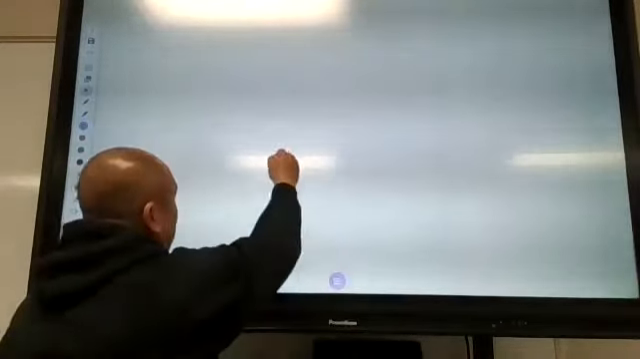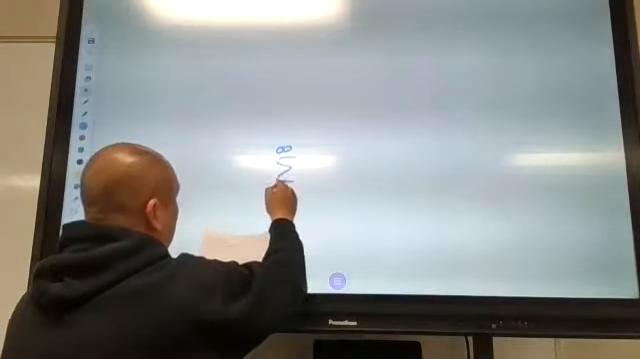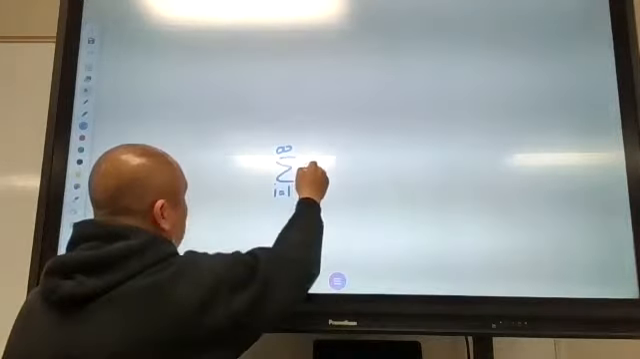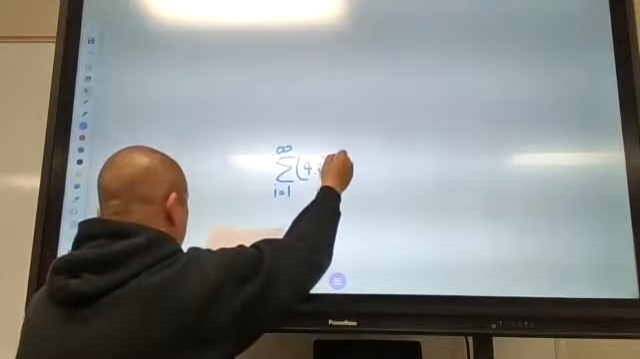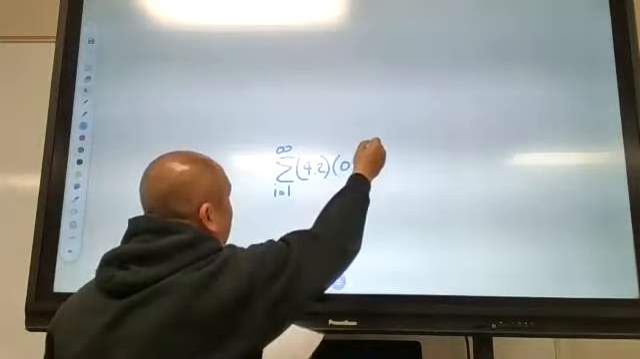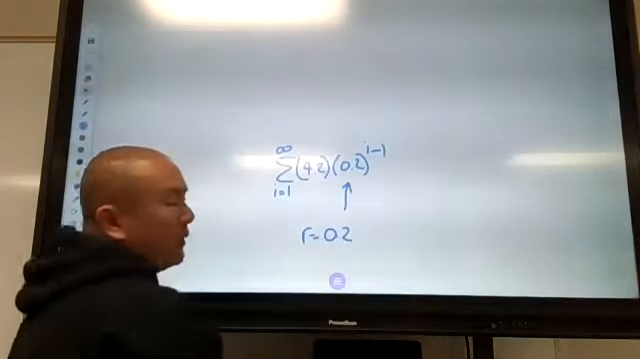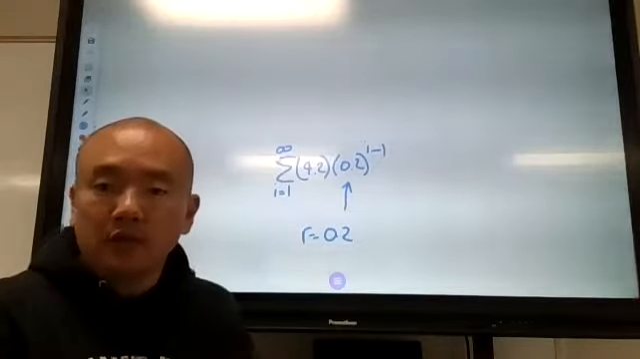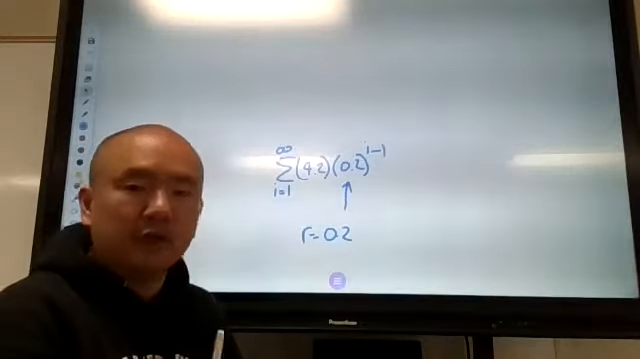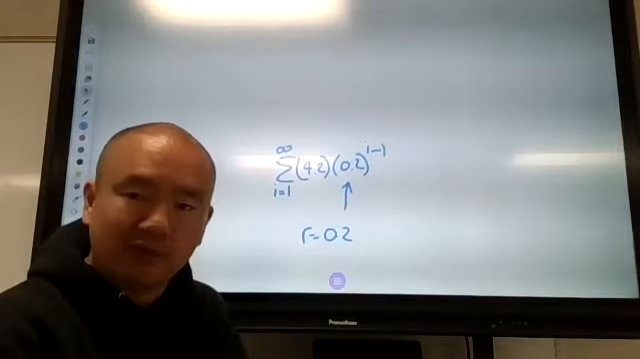All right, next let's do number 11. Number 11, you see the sigma here, you see the infinity, you see i equals 1, 4.2 is the first term, and this is the ratio 0.2, and then you see the i minus 1. The r is equal to 0.2, and since it's in between -1 and 1, it is going to converge. Hopefully that answers a lot of those questions from at least 1 through 12.